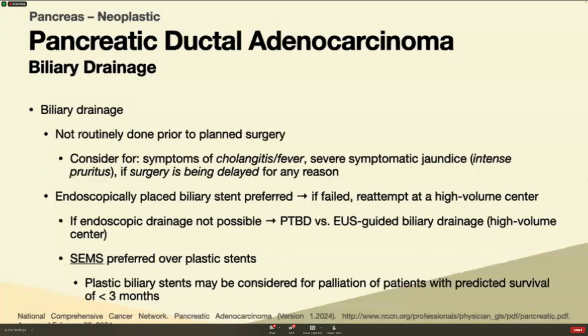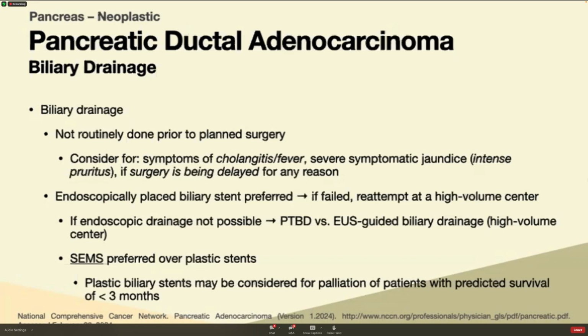For biliary drainage, this is also not routinely done prior to planned surgery, but this would be needed if the patient has cholangitis or fever, has severe pruritus, or if surgery is being delayed. And of course, if the patient would need chemotherapy, then the patient would need a normal bilirubin level, hence the patient would need biliary drainage.